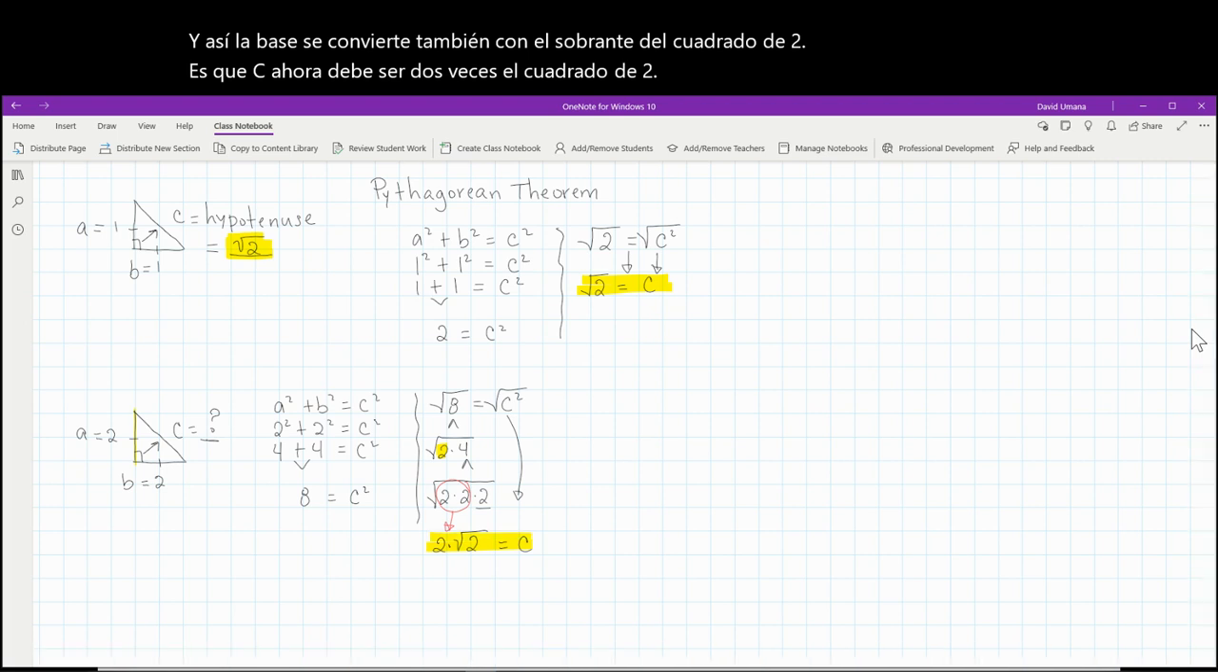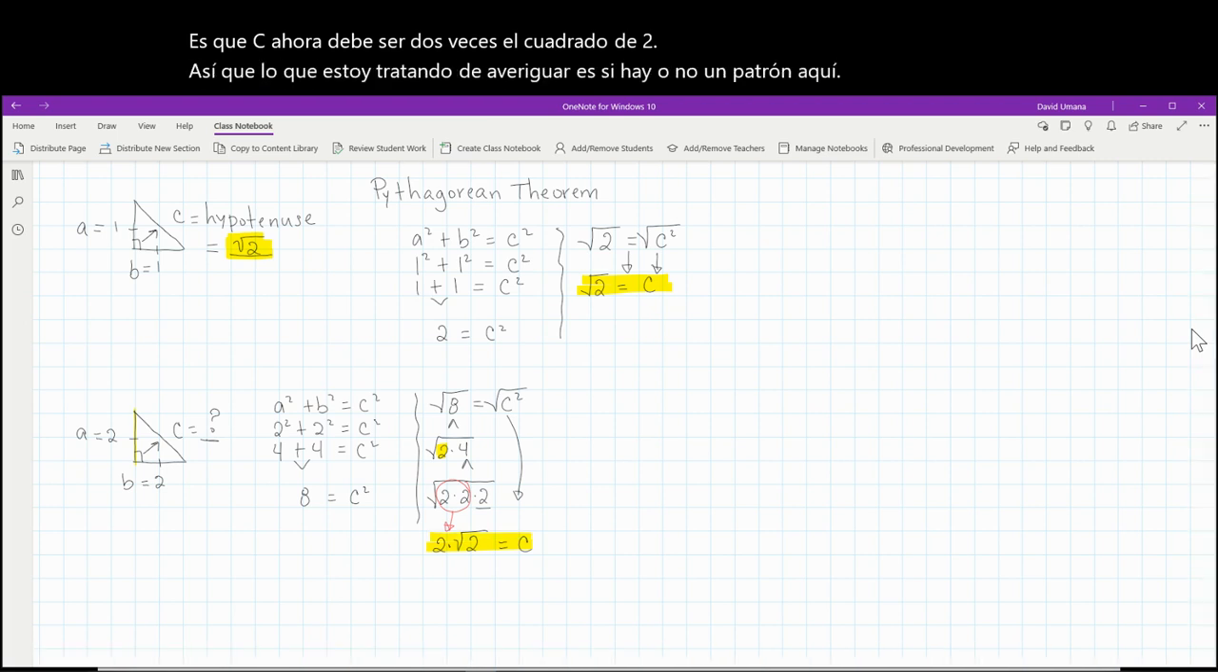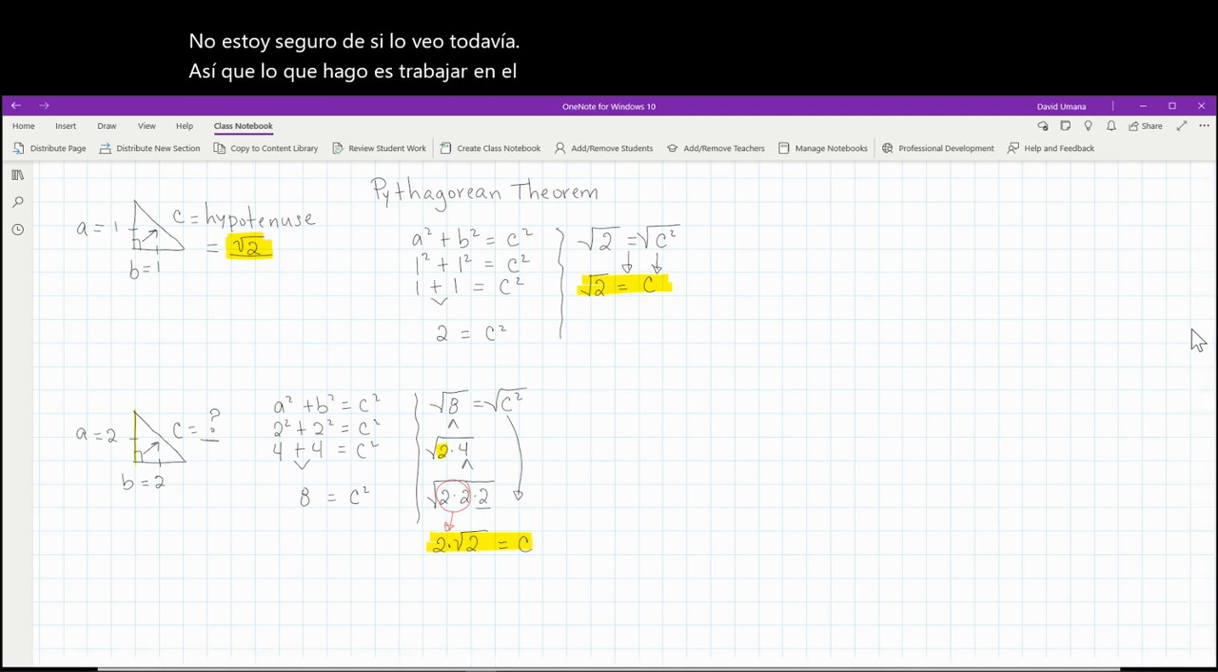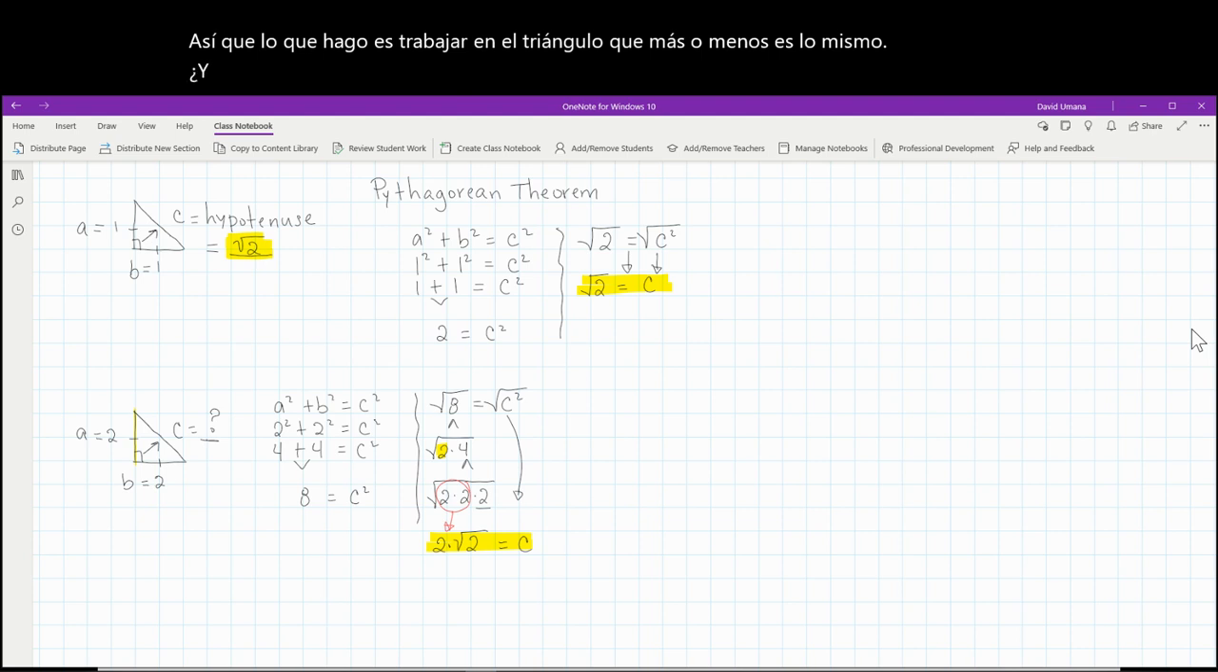So what I'm trying to figure out is whether or not there's a pattern here. So I'm not sure if I see it yet. So what I'll do is I'll work on a triangle that pretty much is the same. And I'll say, what if my triangle now looks like this?